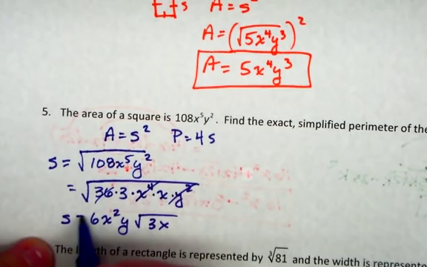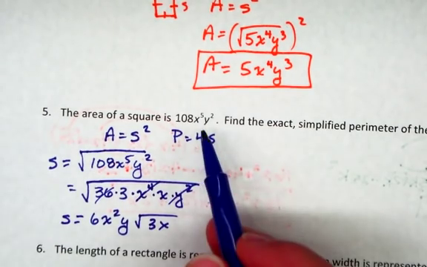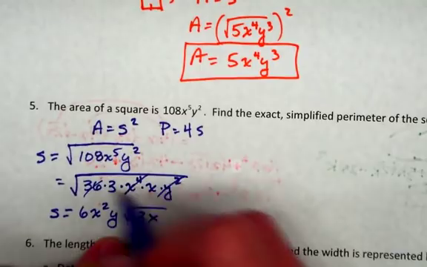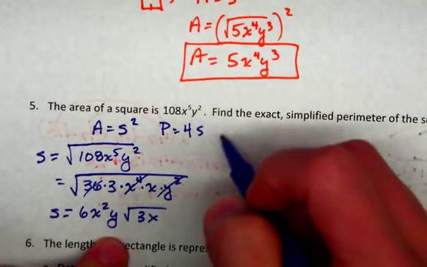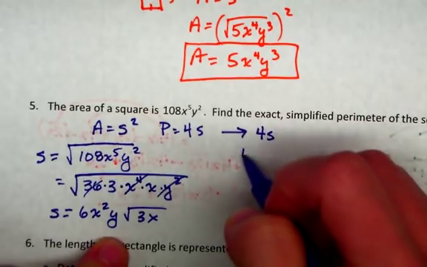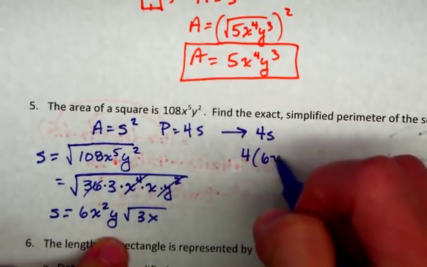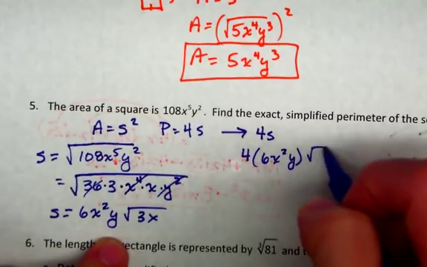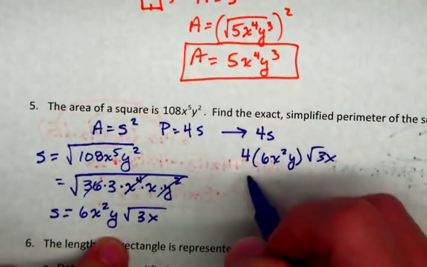Now this is the side. But we're trying to find the perimeter, so we're going to go back and multiply this by 4. So for the perimeter, 4s is going to be 4 times 6x squared y root 3x, and 4 times 6 is just 24.